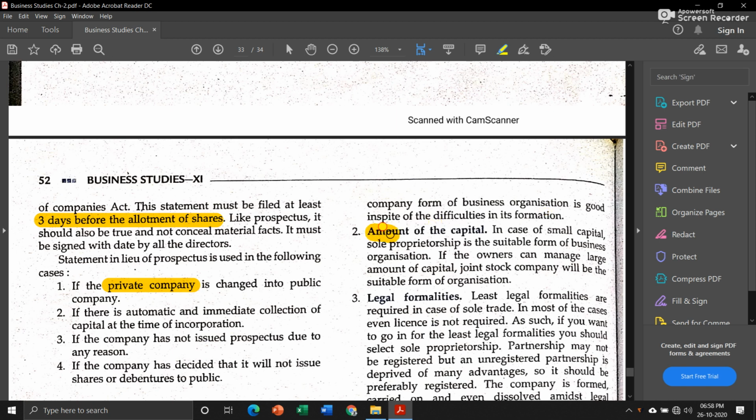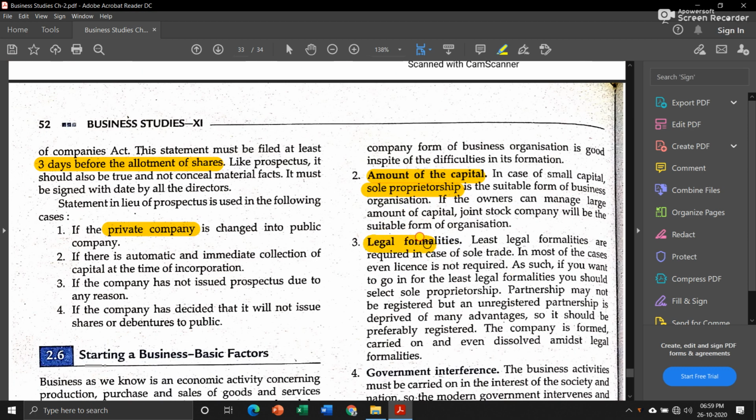Now, the next factor is the amount of capital. If you have small capital, then sole proprietorship is suitable. But if as an owner you can collaborate with someone, and if that person or other people can bring in a large amount of capital, then a joint stock company will be suitable for you. Joint stock company is nothing but a company. Then legal formalities.